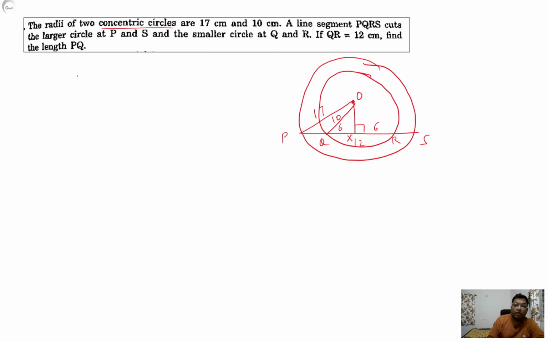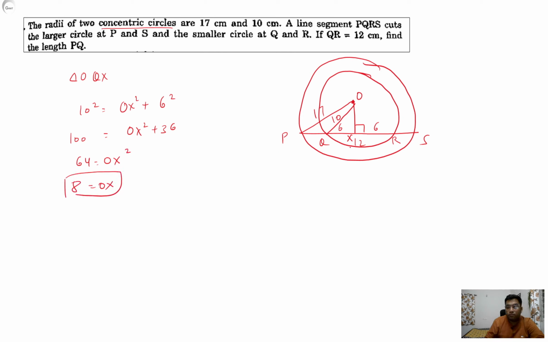So I am going to use triangle OQX. I can say 10 square is equal to OX square plus 6 square. So 100 is equal to OX square plus 36, and that means 64 is equal to OX square and OX is equal to 8. So I know that this thing is 8, and this will help me in figuring out PX in the bigger right angle triangle.